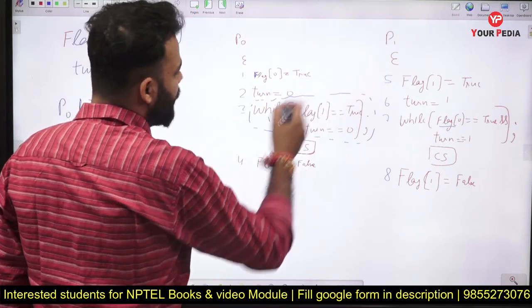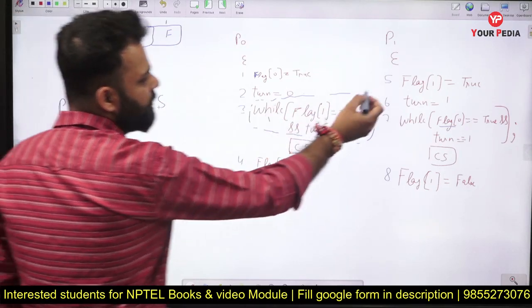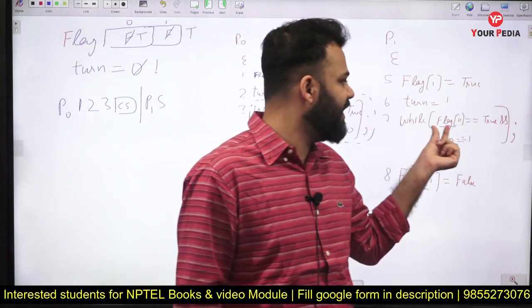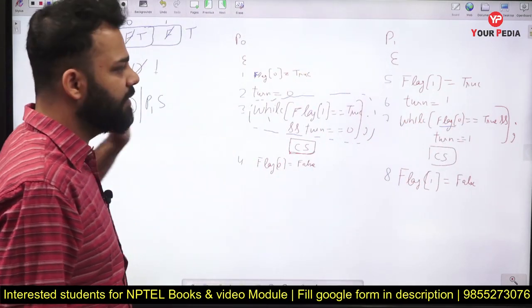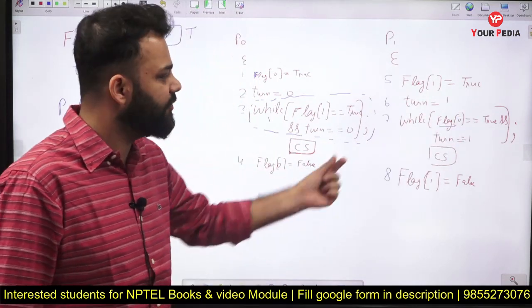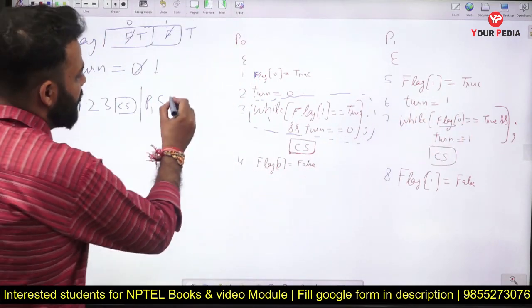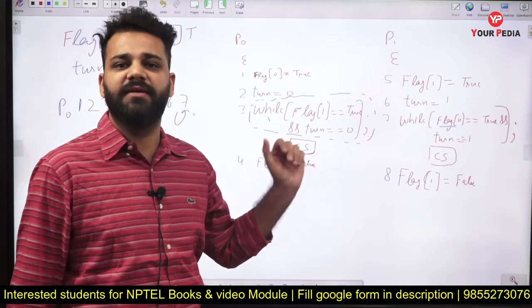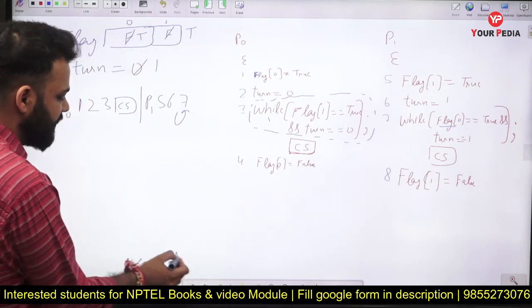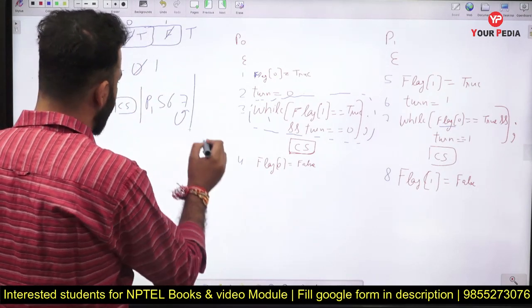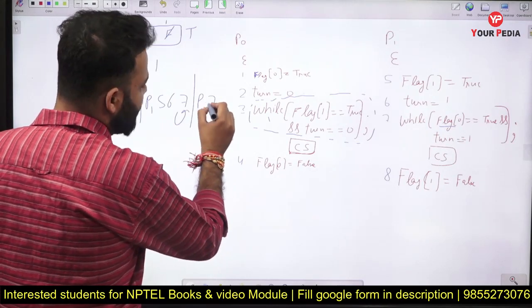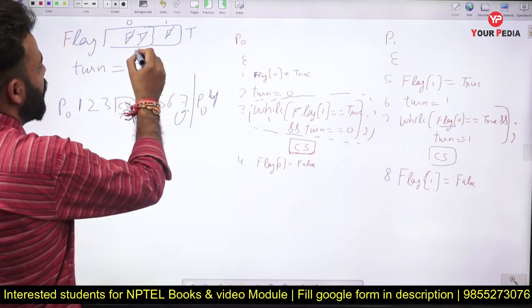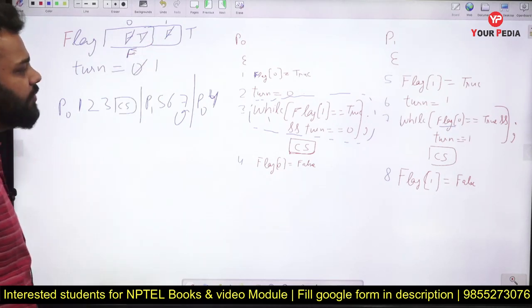Now let's say P1 comes. Now P1 will run its 5th line, flag 1 equal to true, turn equal to 1. Now when it enters the while loop, flag 0 equal to true, which is a true condition, and turn equal to 1, which is also a true condition. So it will get trapped inside this while loop. So it will not move forward after that. Now let's say P0 completes its critical section. Now when P0 completes its critical section, it will move out of the critical section and it will complete its 4th line of code, which is flag 0 equal to false. Flag variable value is changed to false.